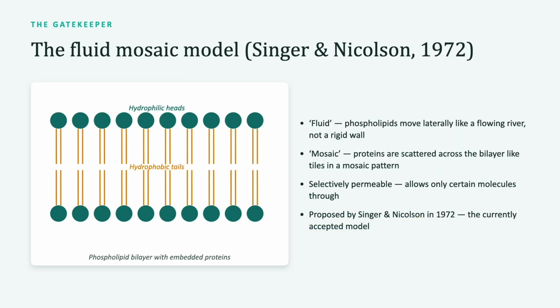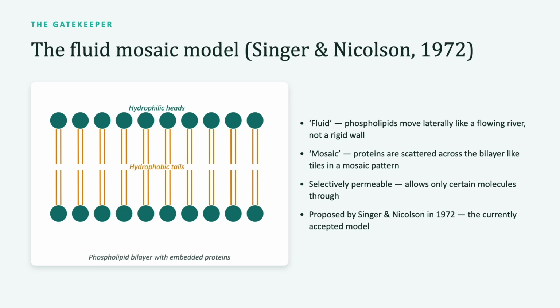The cell membrane is built on the fluid mosaic model proposed by Singer and Nicolson in 1972, and it is the currently accepted model. Why fluid? Because the phospholipid molecules are not stuck in one place. They slide laterally past each other, like people in a crowded train. The membrane flows. Why mosaic? Because proteins are dotted across the bilayer in a scattered pattern, like tiles in a mosaic artwork.